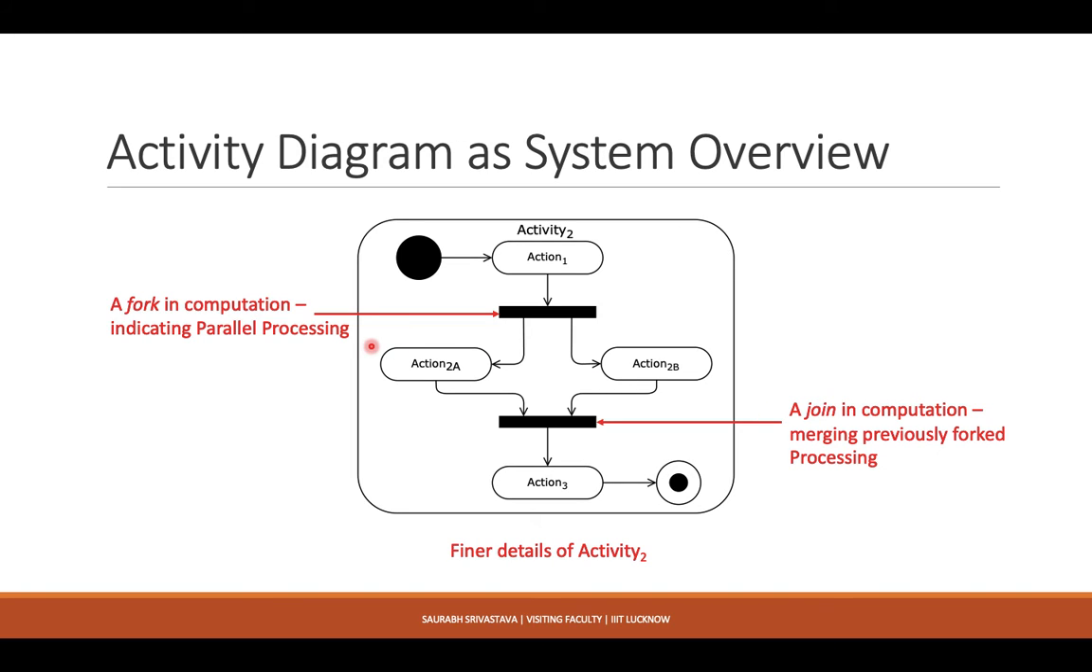What I mean by fork is that at this point in time, two different activities go on in parallel, and then this is more of a merging node again, right? So where these two things finish up, and then from here onwards it's just one single flow. So these are some of the things that you can use in an activity diagram.